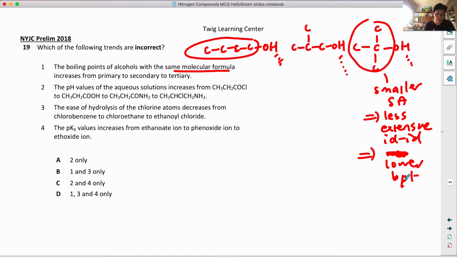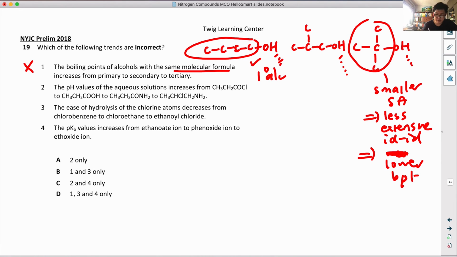So they say it increases, so this is definitely wrong. Okay, so this one would have a larger surface area. The primary alcohol has a larger surface area, more extensive interactions, a higher boiling point. More energy is needed to overcome that. Okay, the pH values of the aqueous solutions increase, which means it becomes more and more basic, right?